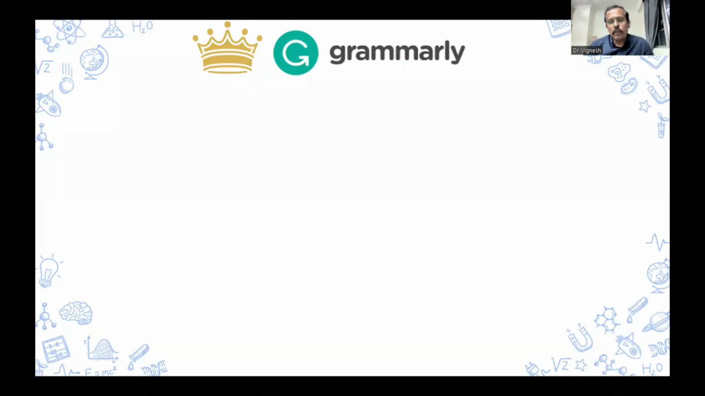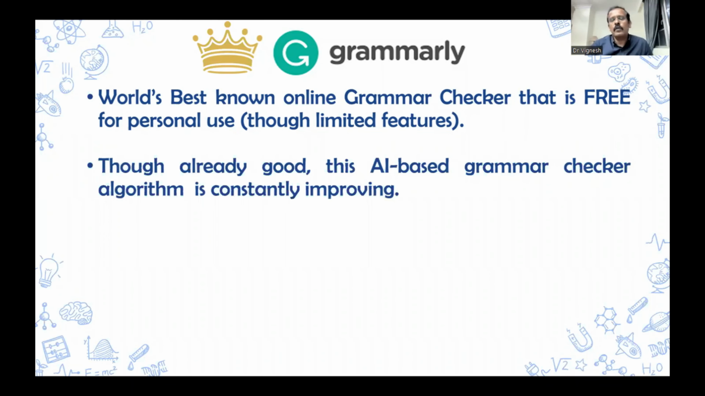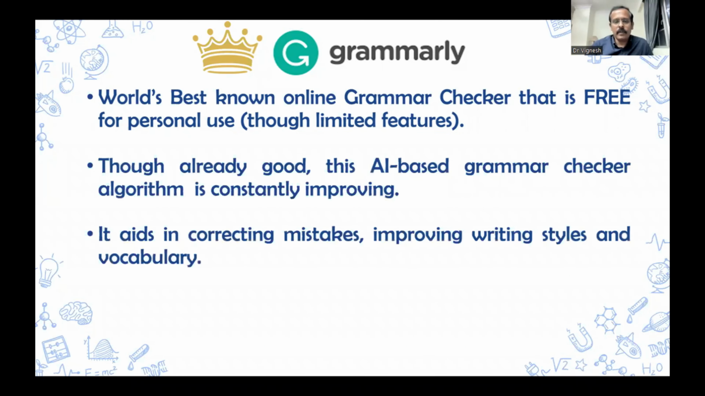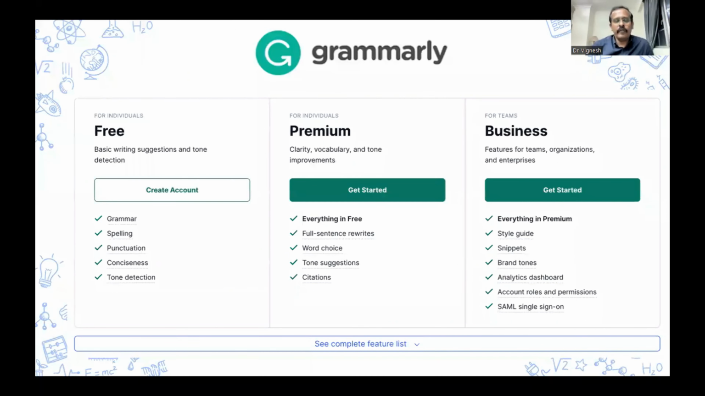So Grammarly is not a new AI tool. It has been available for several years, but right now it is the number one tool. Though there are several language AI tools available, Grammarly has been available for several years, so it is learning and constantly evolving. And it is free for personal use, and though it has limited features, it is still good. It can correct your mistakes, and suggest better styles and vocabulary. And if you can afford to, or if you can get a friend who can share his or her premium account, that is even better, because you even get plagiarism checking from Grammarly.